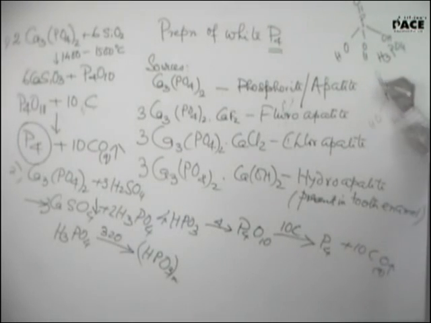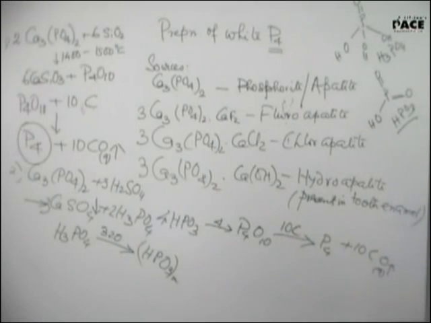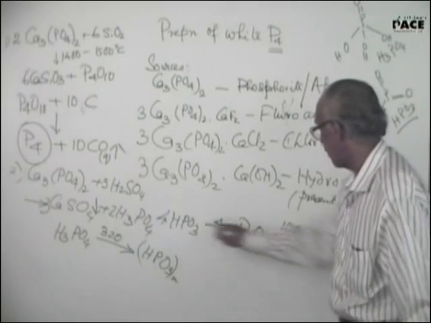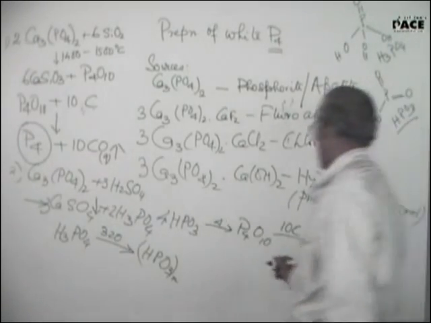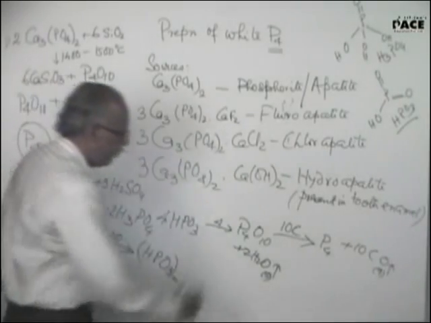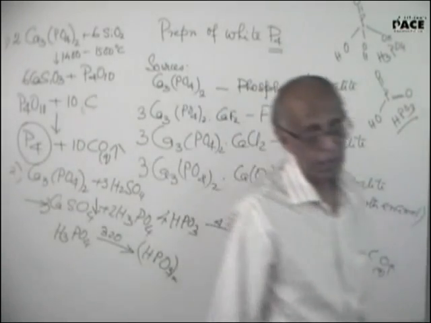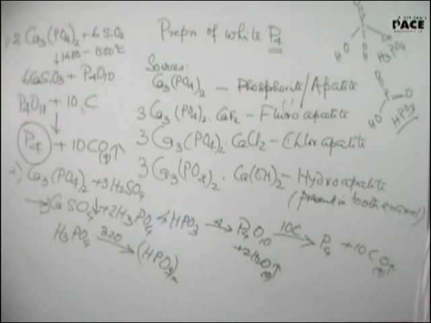whereas in metaphosphoric acid, there is only 1 hydroxy group present. So orthophosphoric acid on heating at 320 changes to metaphosphoric acid, and metaphosphoric acid when heated with carbon first undergoes conversion to P4O10 with elimination of 2 moles of water, and P4O10 on reduction with carbon gives you carbon monoxide, which is a gas, and P4.